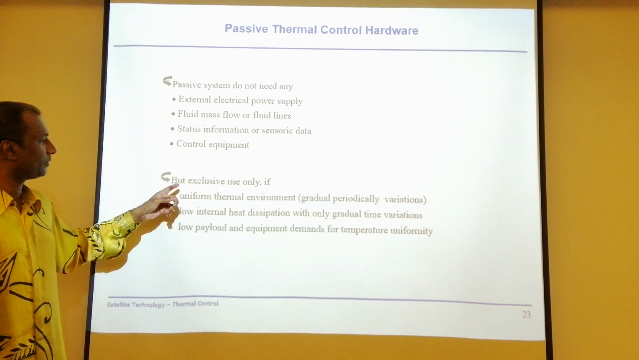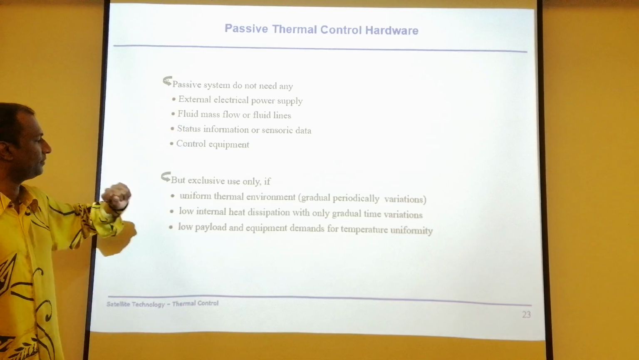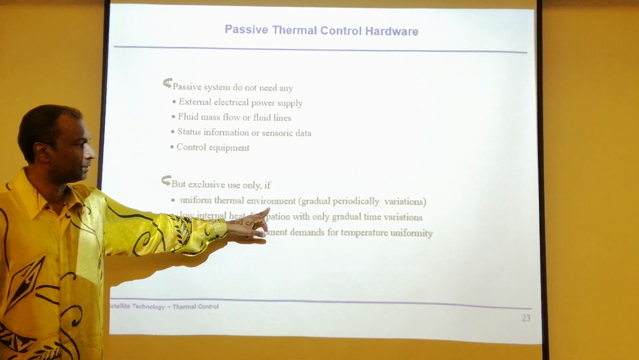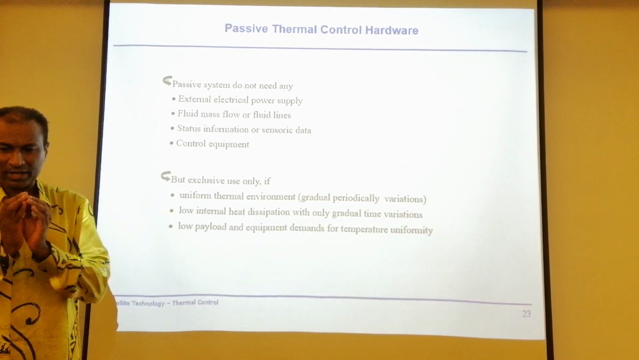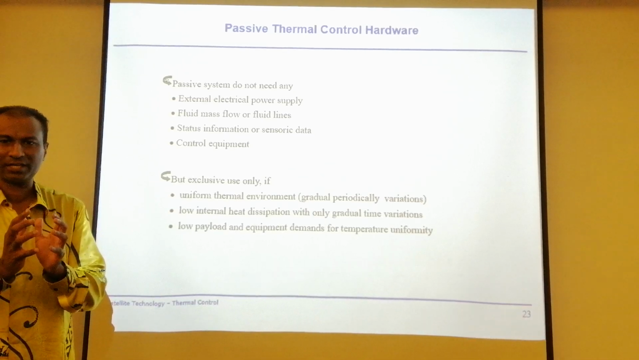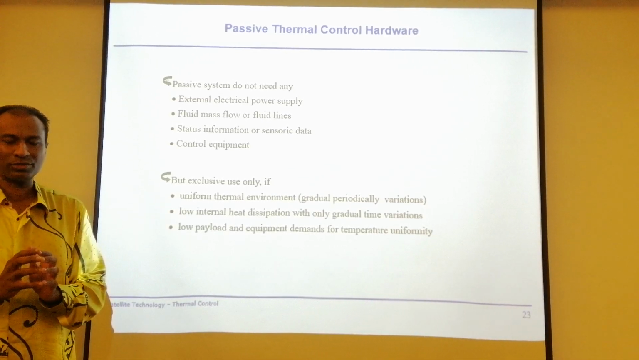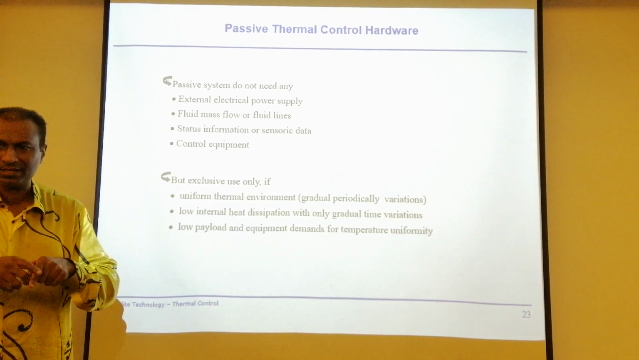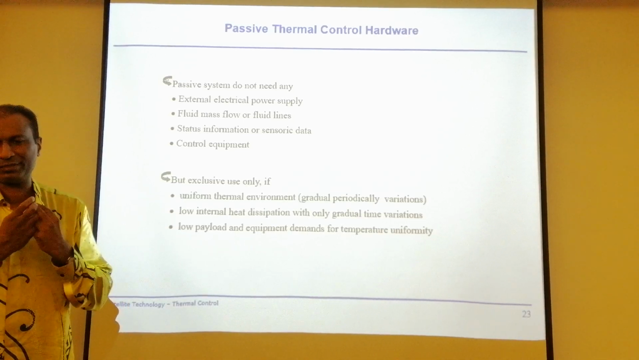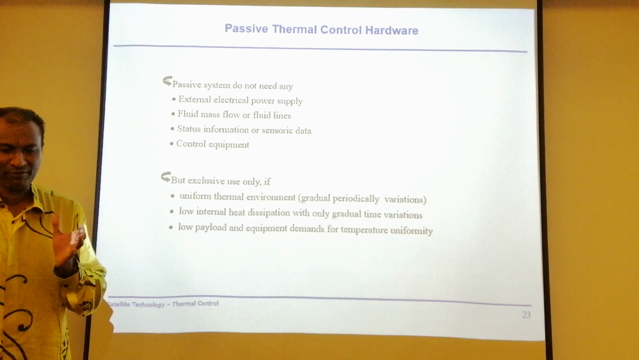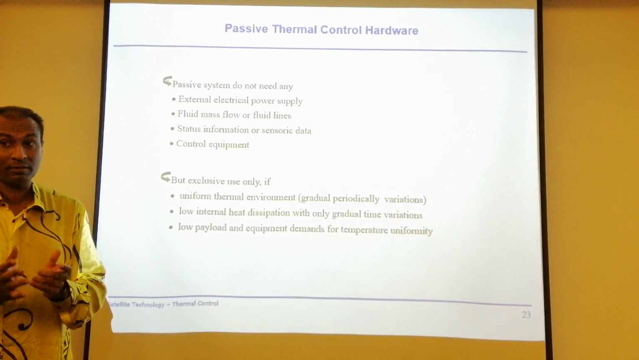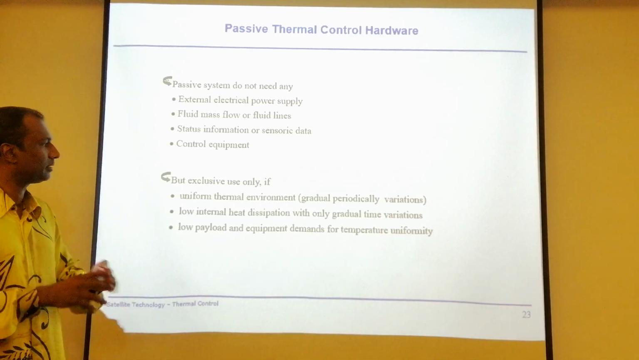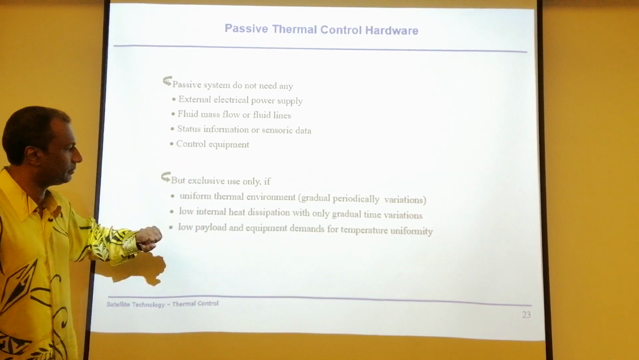So other options I have, well, passive is used exclusively only if basically there is a uniform temperature environment. Technically, it suits relatively small satellites, with almost no high temperature gradient. Typically, the internally generated heat is also lesser. Remember, I mentioned last time that if you have very high power consuming equipment, thermal control is going to be tough. So with low power consumption inside, it will be a very easy job for a passive thermal control system.